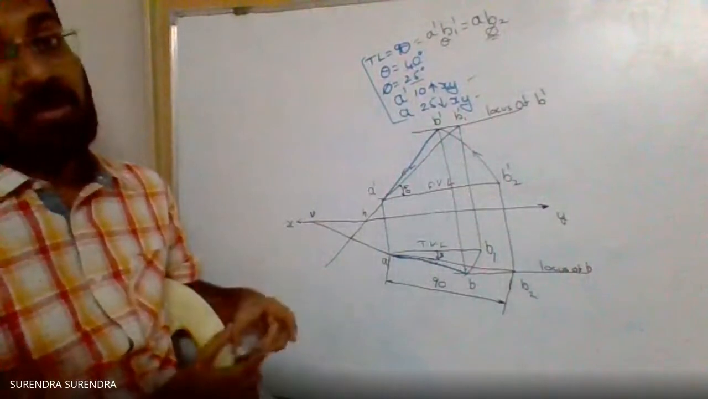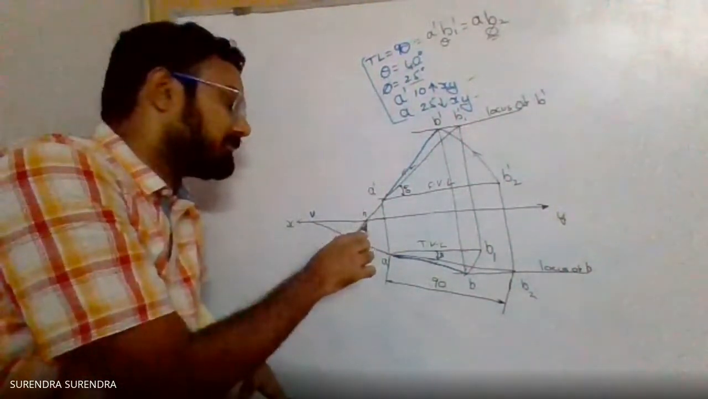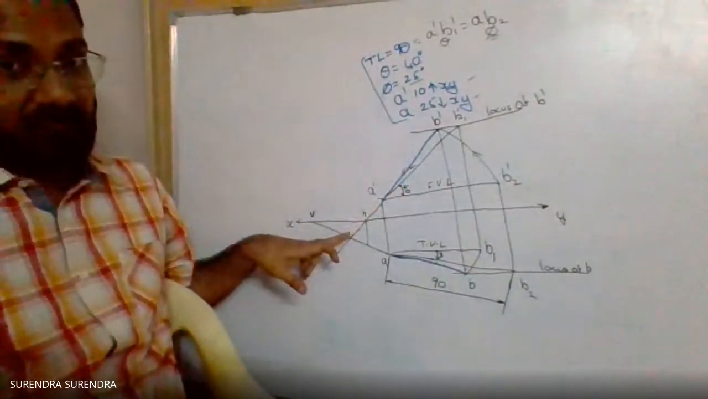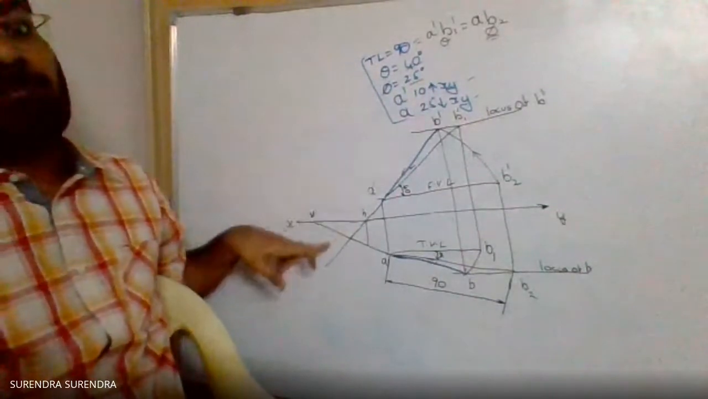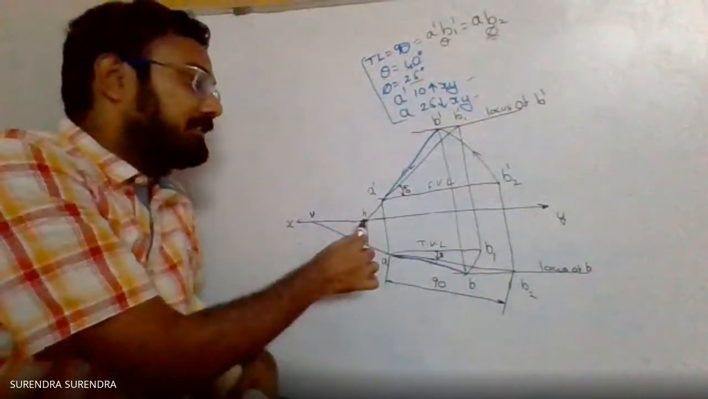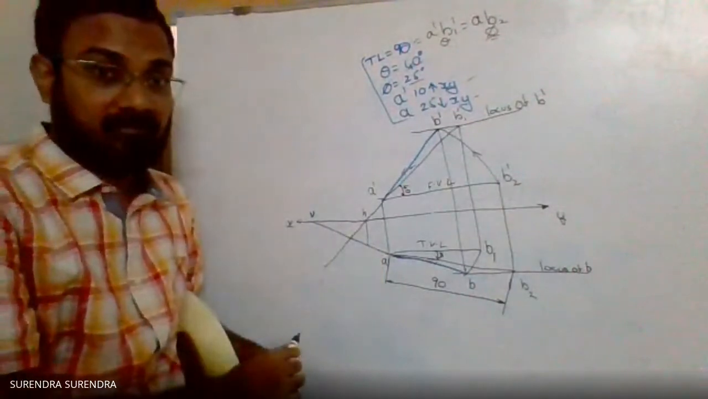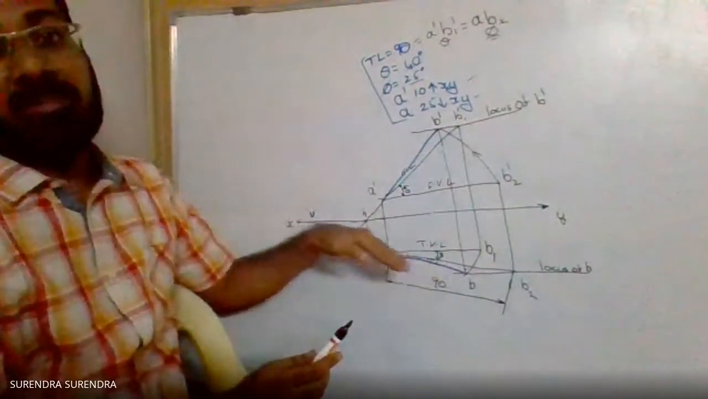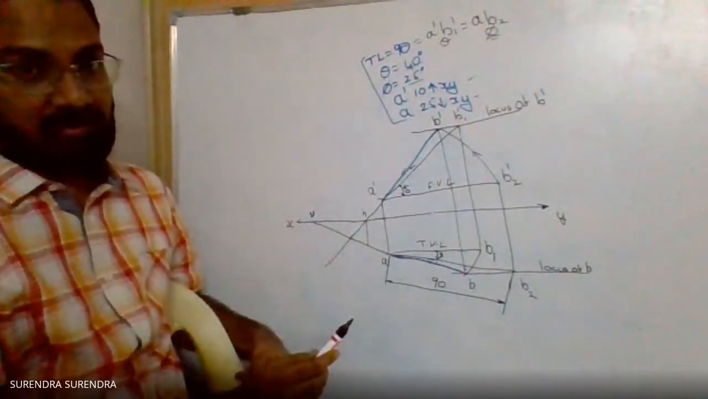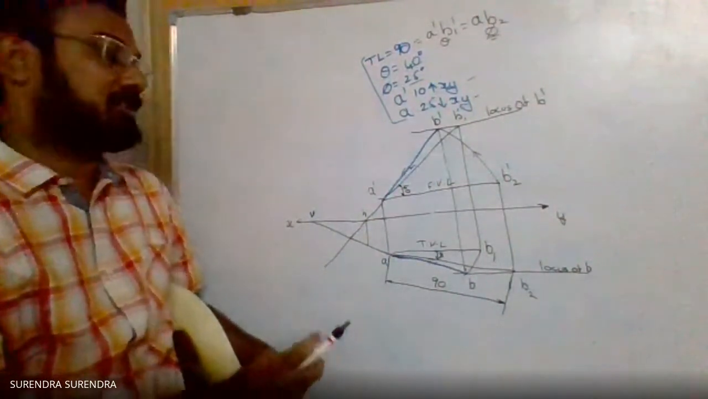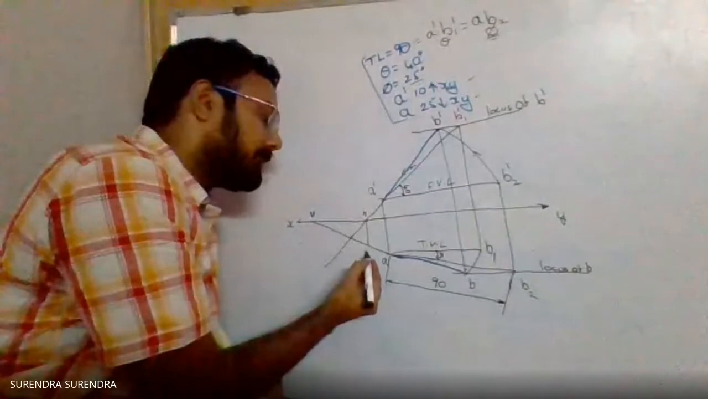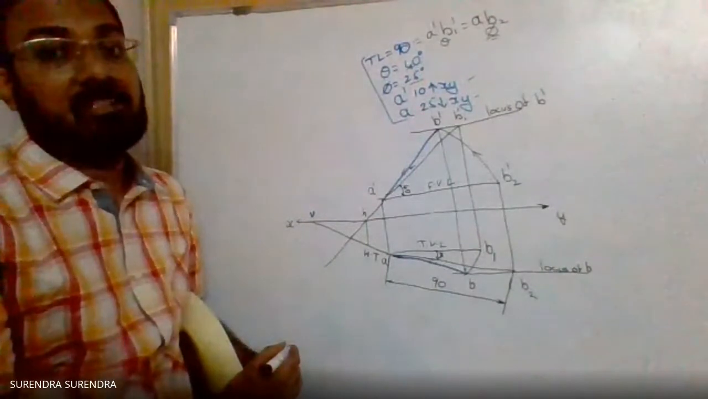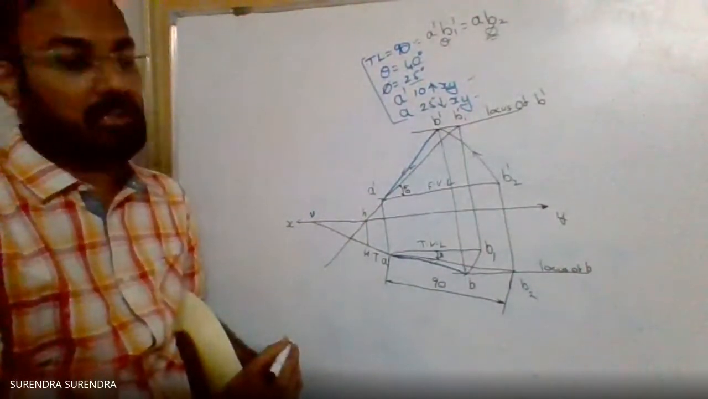Now, draw a perpendicular line from h. h is a point on the extension of the front view, and the intersection point with the XY line is h. Now draw a perpendicular line from h till it intersects the top view or the top view extension line. And this is the horizontal trace. Indicate this as HT, capital letters HT.